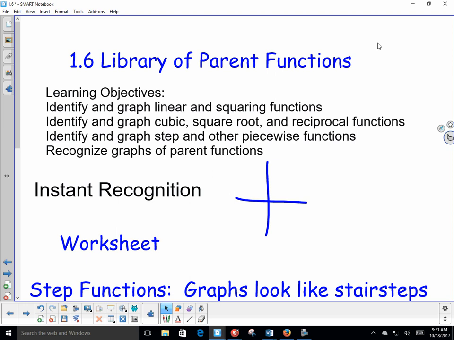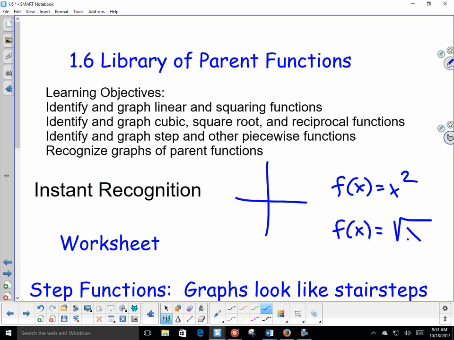So my goal for you in this section, one of my goals, is for you to have instant recognition of these parent functions. So if I ask you to graph f of x equaling x squared, I would expect all of you to be able to trace it in the air. What's x squared look like? And you're all tracing a parabola, okay? And if I ask you to graph f of x equaling square root of x, can you trace that one in the air? All right, some people have it.